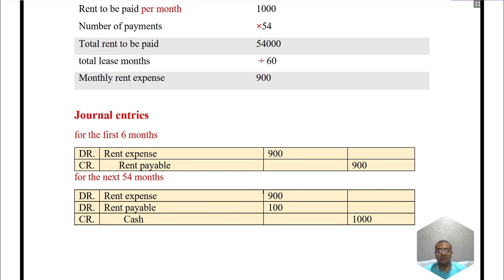So what is the difference? My credit side has 1,000 and my debit side has a rent expense with 900, so it's not balanced yet. So you're gonna debit the rent payable with the difference, and it's $100.